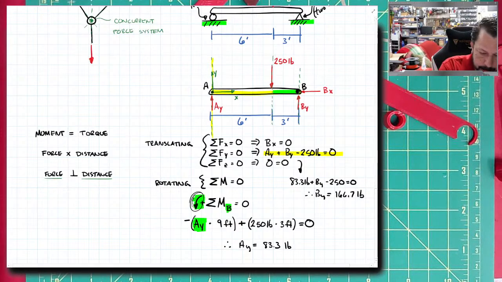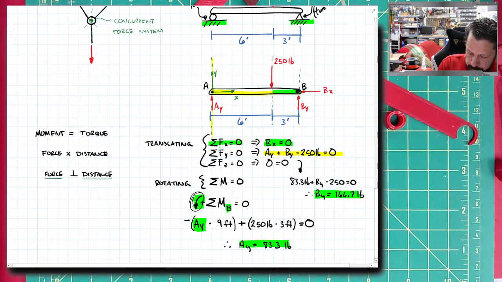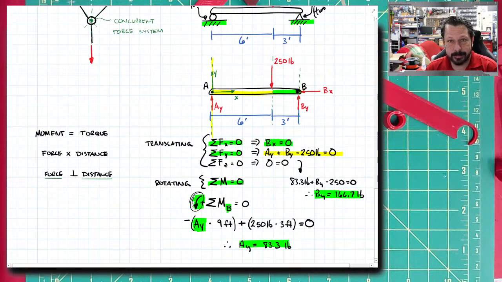So now, using this idea of summation of moments, I've gotten all of my unknowns answered. And you'll notice I had three unknowns, AY, BY, BX. I used 1, 2, 3 equations. The Z equation actually just gave me an identity, so it didn't give me any information. So I used those 3 equations to solve for the 3 unknowns in my free body diagram.